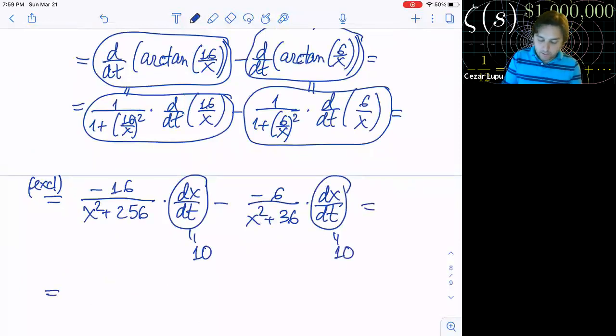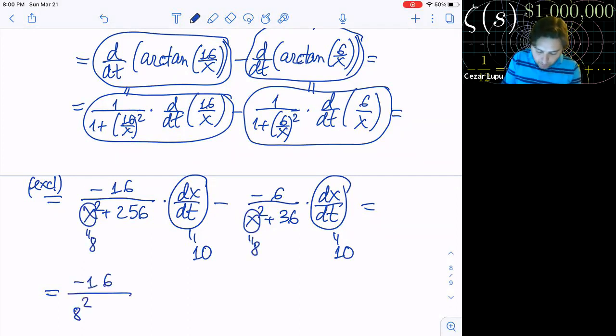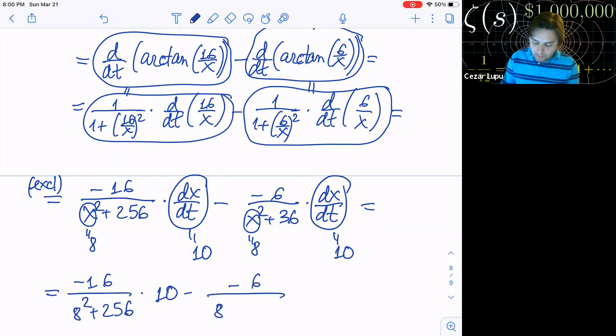So by plugging this in, and we know who x is, x is 8, this guy is 8 here. And at some point, this will be negative 6 times 8 squared plus 256 times 10 minus negative 6 over 8 squared plus 36 times 10.